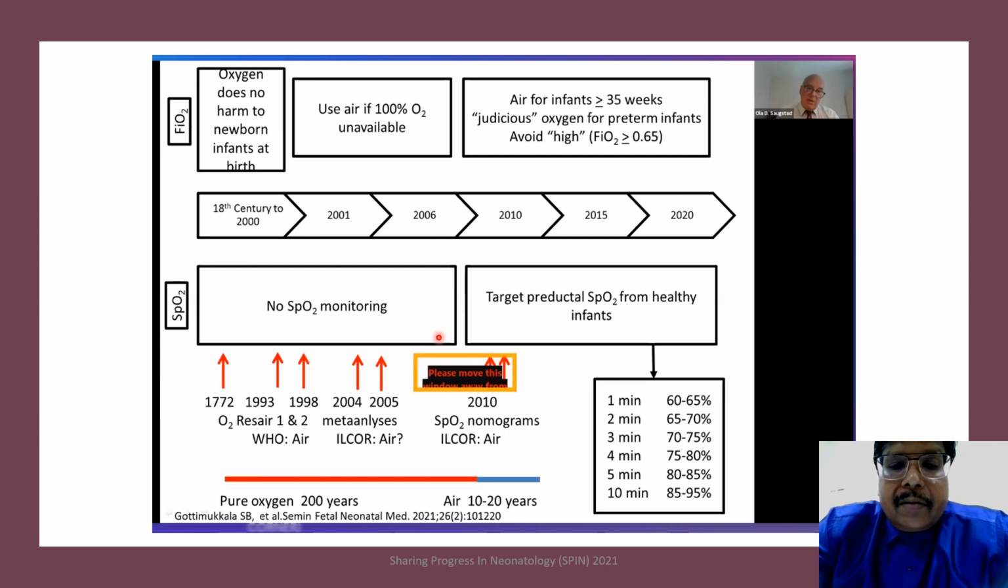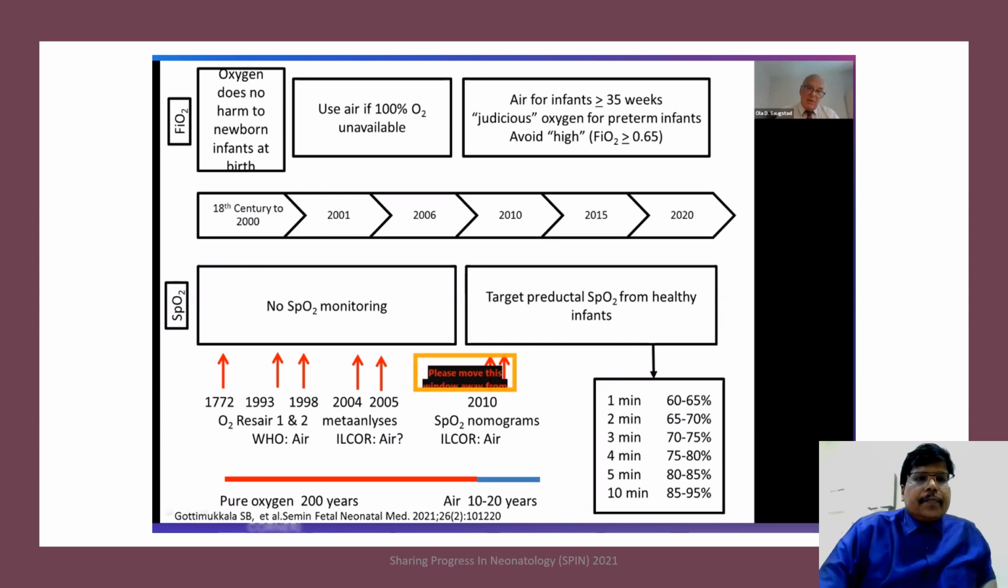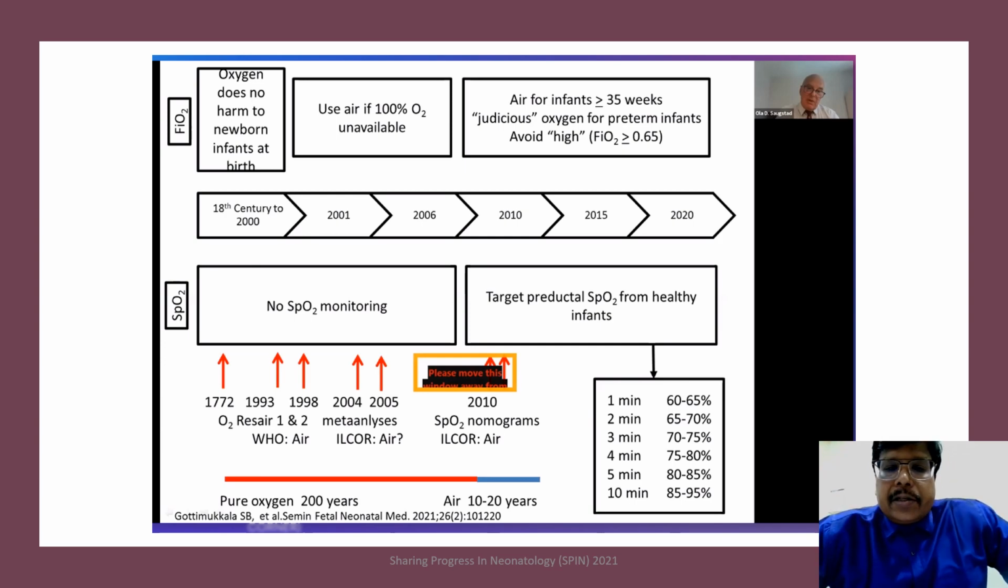SpO2 nomograms were coming. This is what we are seeing there. The fetus is in a hypoxic state. When you address the hypoxic state, what is the fetal SpO2? 50 to 60, not more than 60. From 1 minute onwards, the SpO2 increases by 5% increments, so that 90% saturation and above is achieved by 10 minutes of life, which means that you need not rush into oxygen just because saturation is low.